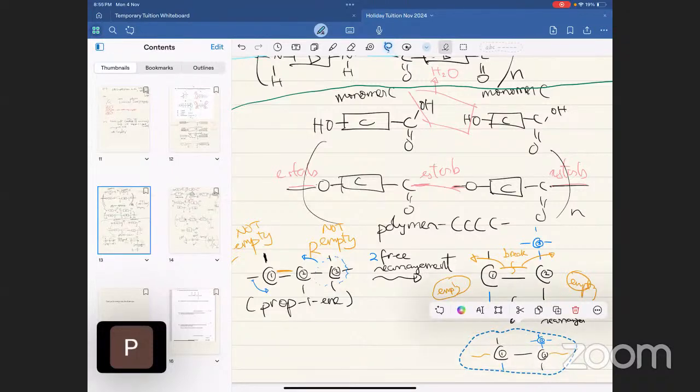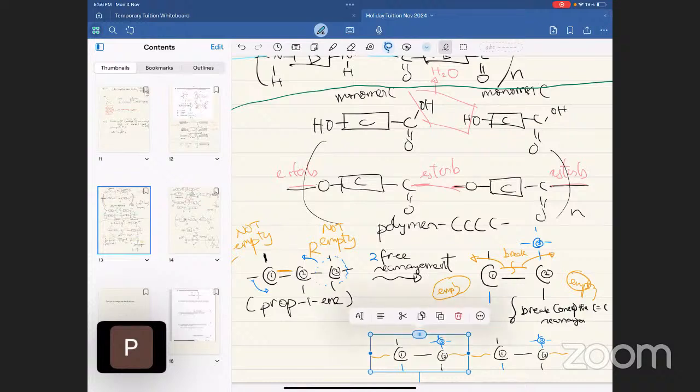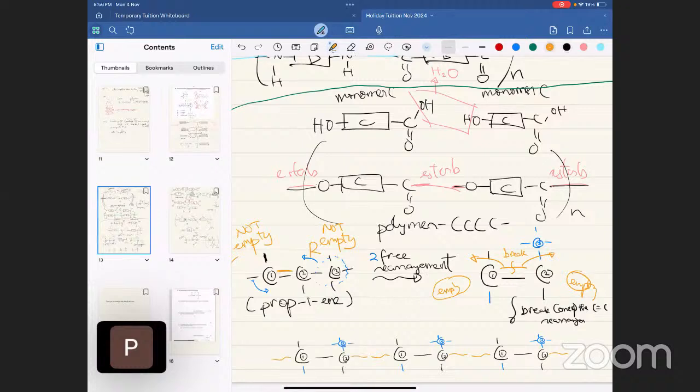I have no idea how to copy. Oh, wait, I do. Copy, right? Copy and paste. Okay, just copying two, and they will combine. They will not. I am so sorry. Okay. Now they will combine.